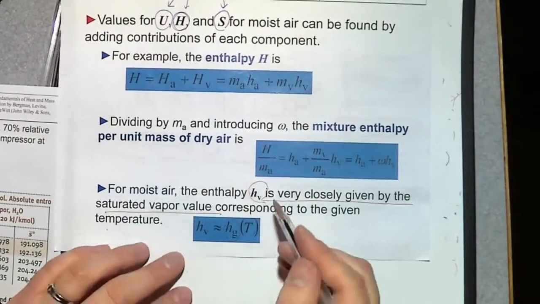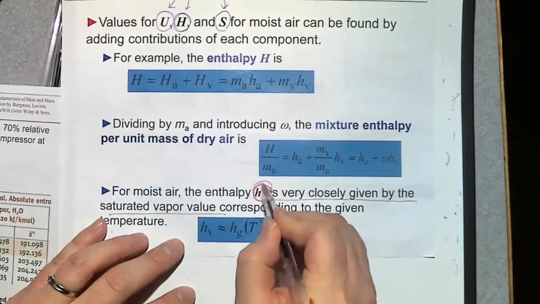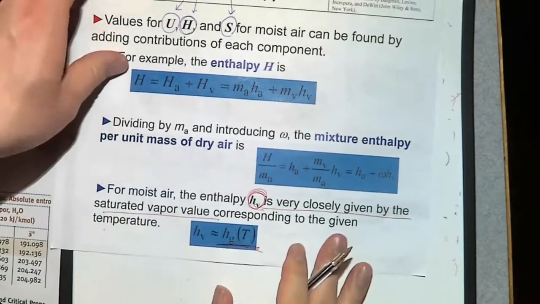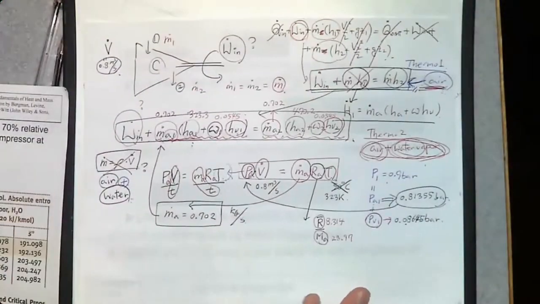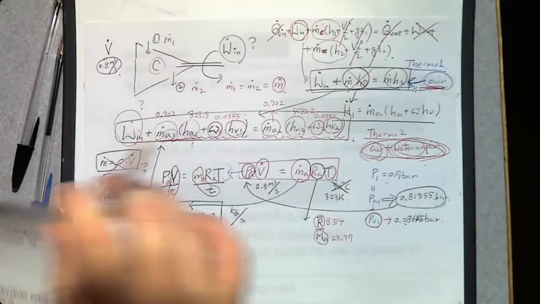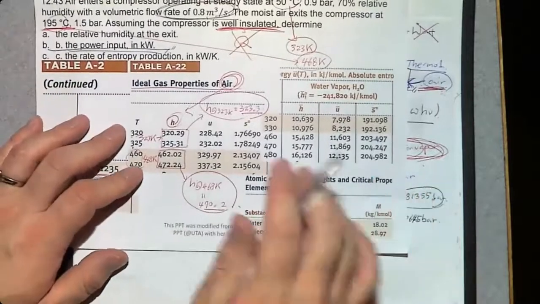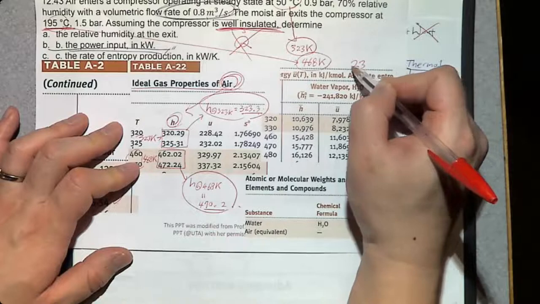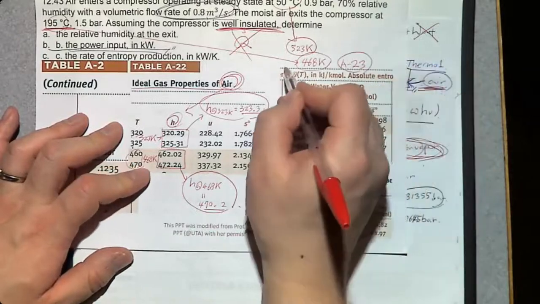For moist air, HV can be evaluated as Hg. We can do that. Or we can also use another property table, which is table A23. So this is table A23 right here.